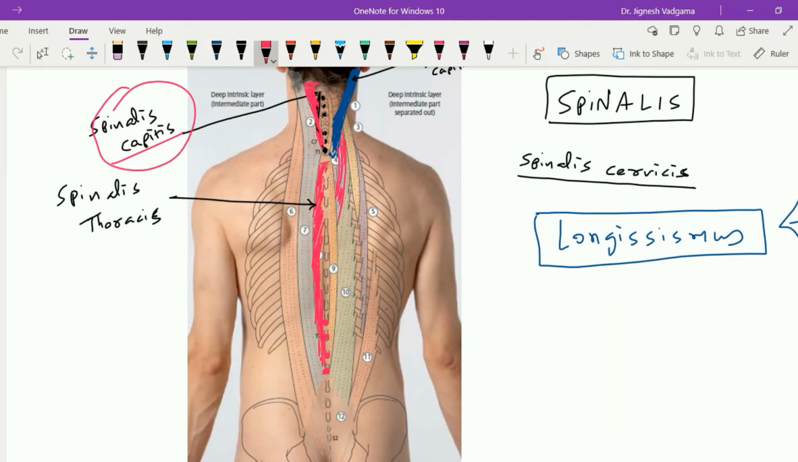and inserts over the C2 to C5 transverse processes. As this longissimus group of muscle is situated in the intermediate location just lateral to the spinalis muscle, they do not arise from the spine, but from the transverse process. So this longissimus cervicis arises from the upper thoracic transverse processes and inserts over the C2 to C5 transverse processes.